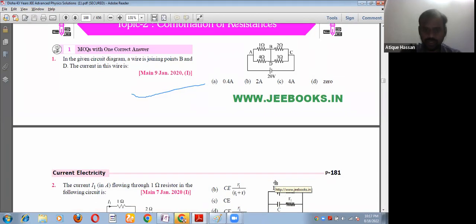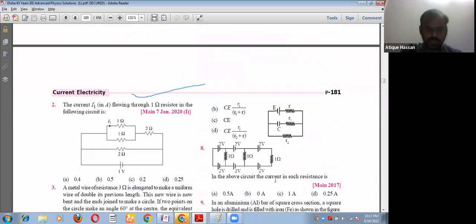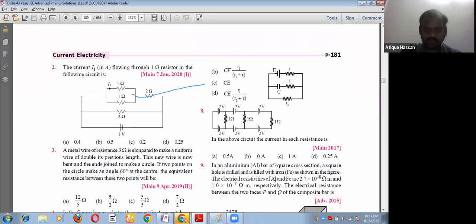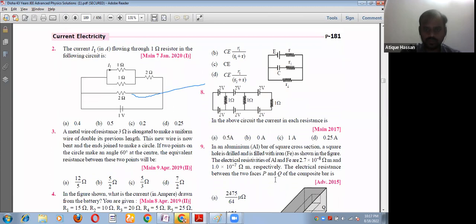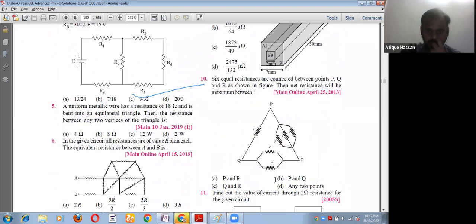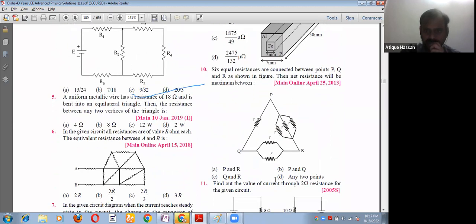Let us do one more question based on series and parallel combination. Let us solve this. Six resistances are connected. Solve this question number 10.